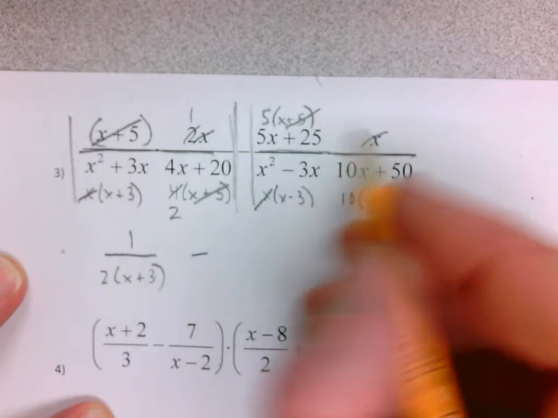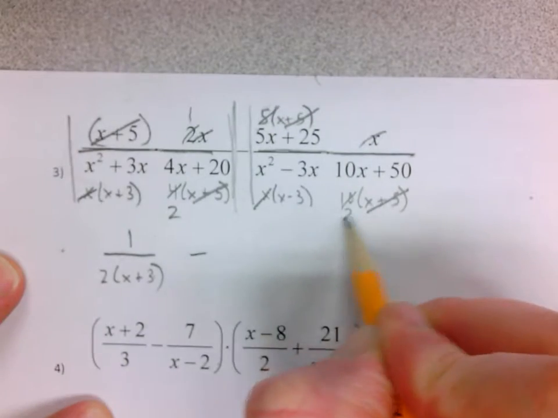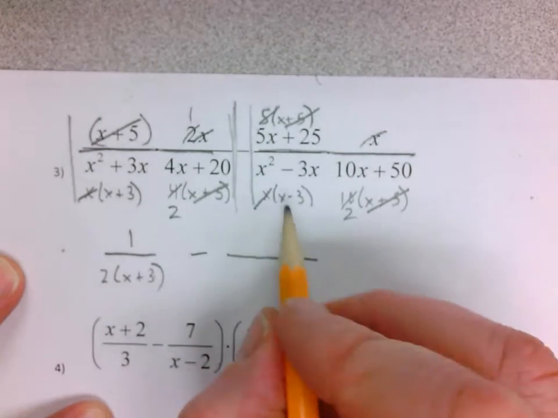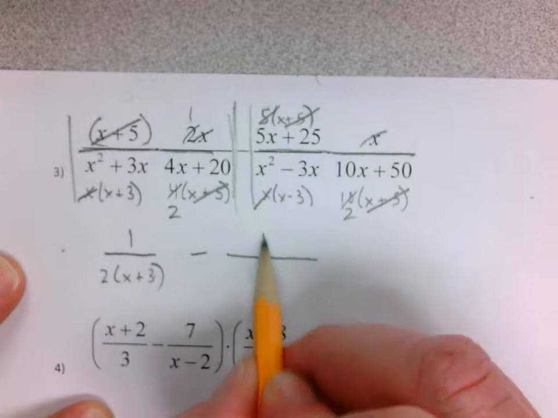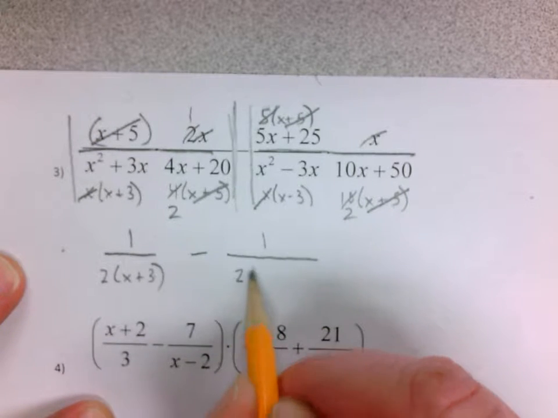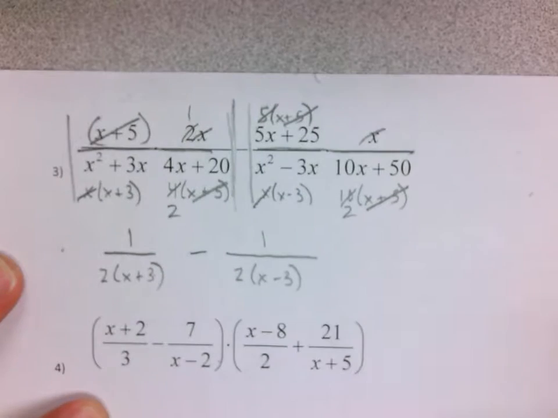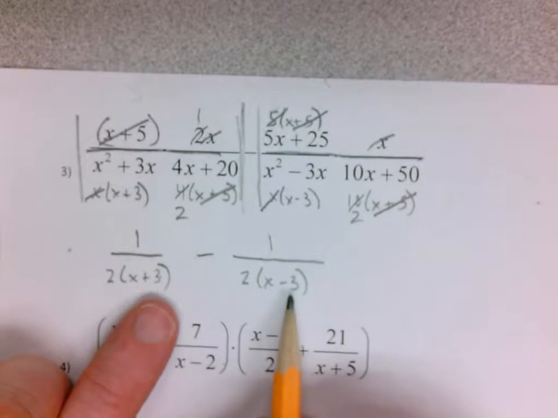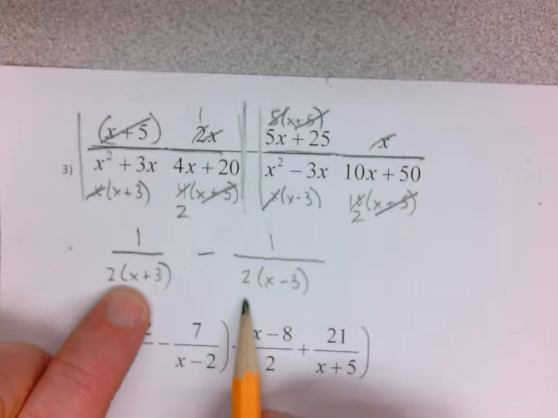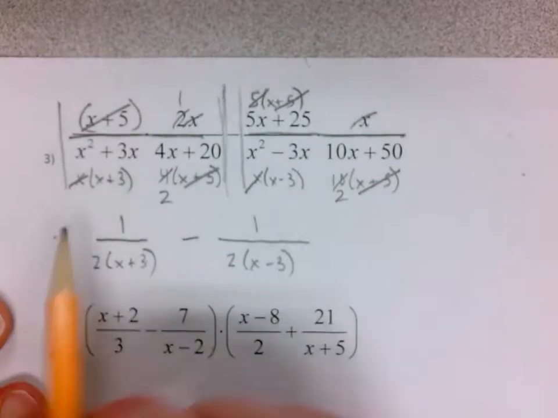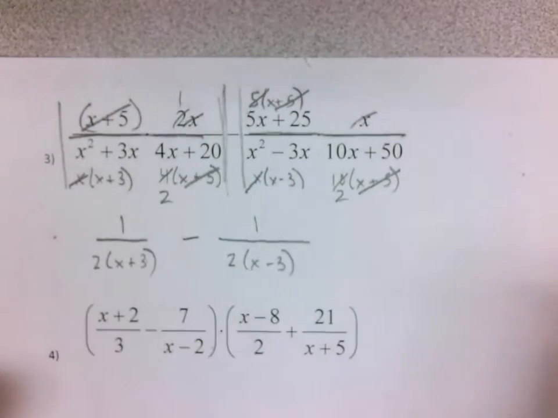Oh, this is almost too easy. 5 goes in here 2 times. You're going to feel like you were cheated a little bit. It's worth double checking if one's an x plus 3 and one's an x minus 3. It's worth double checking to make sure that you factored right, which we did.